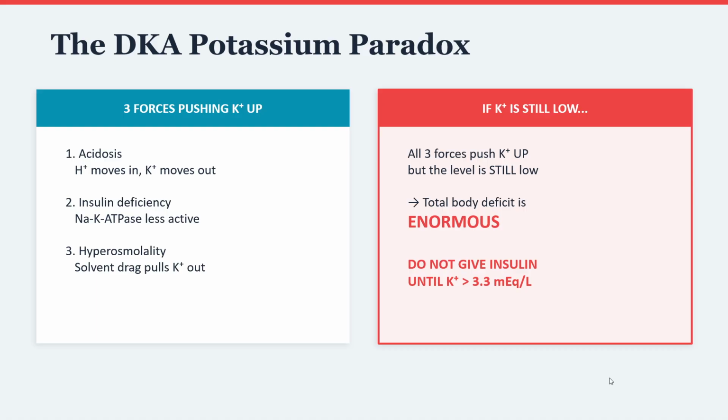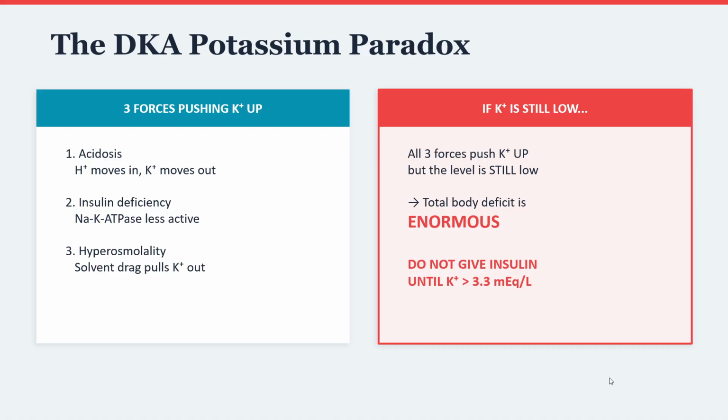What if the potassium is low? What if, despite acidosis, despite insulin deficiency, despite hyperosmolality, all three forces pushing potassium up, the serum potassium is still below 3.5? Think about what that means. If three independent forces are all pushing potassium out of cells and the level is still low, the total body deficit must be absolutely enormous.